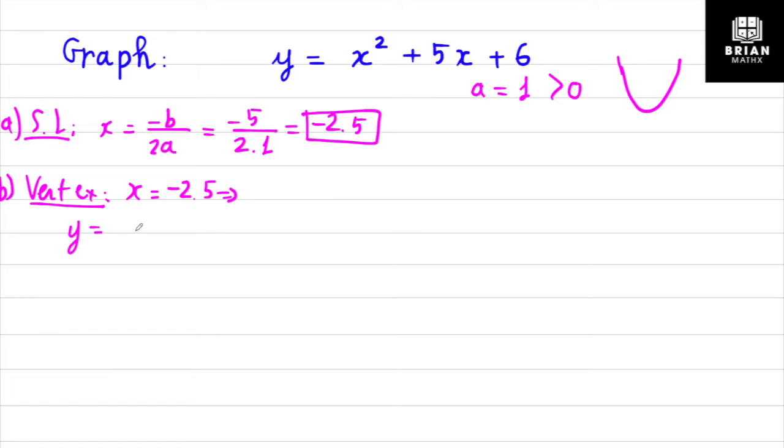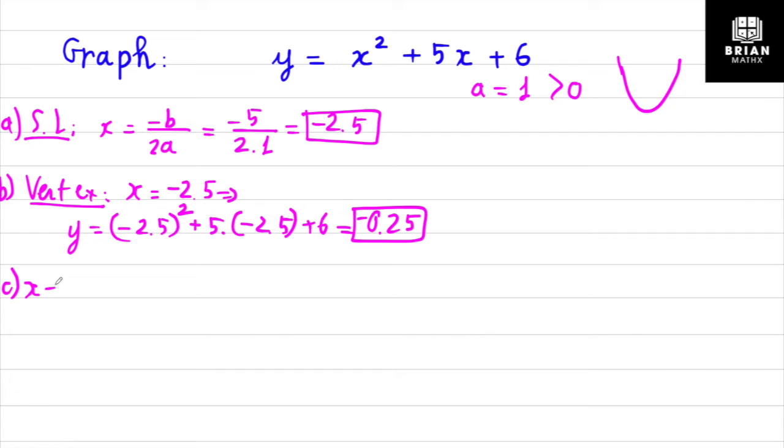So you got y equal to negative 2.5 squared plus 5 multiplied by negative 2.5 plus 6. This will be equal to negative 0.25. And how about C, the x-intercept?